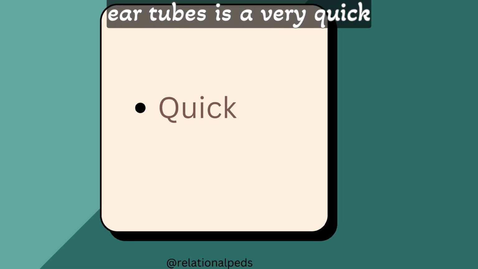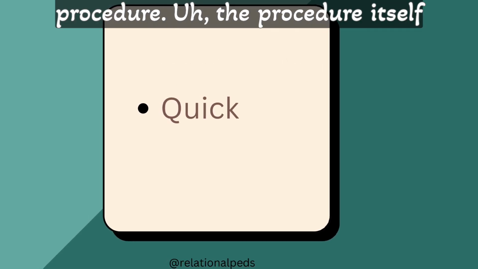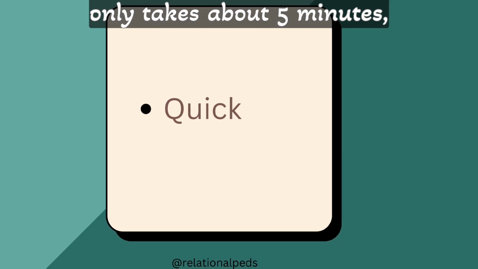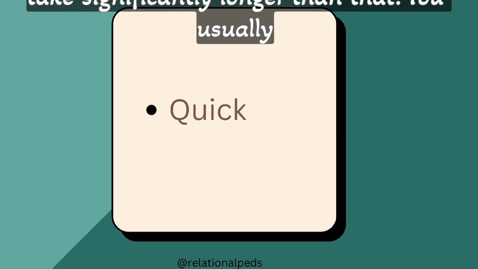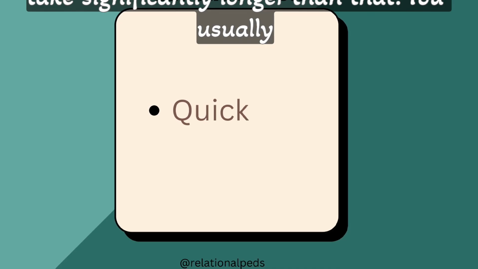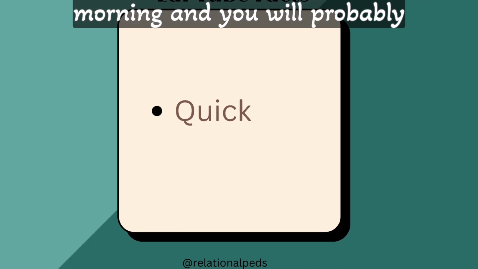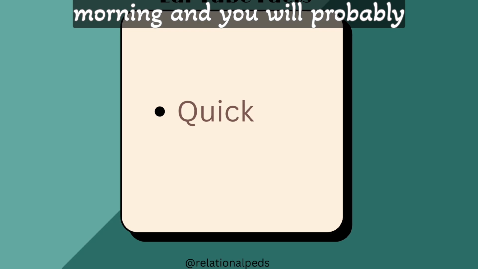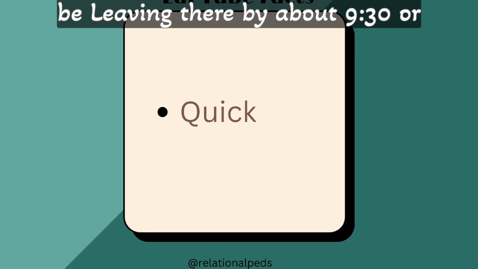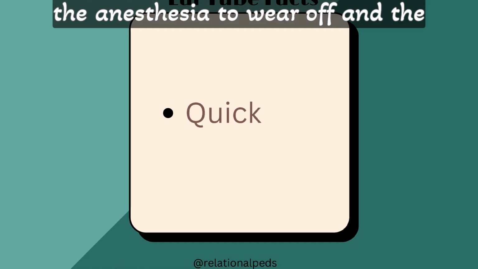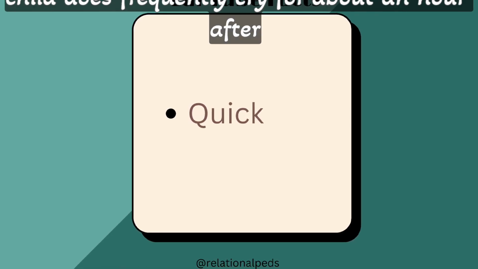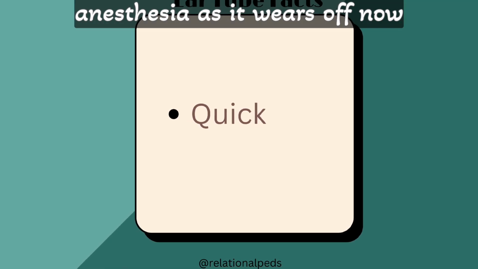Getting ear tubes is a very quick procedure. The procedure itself only takes about 5 minutes, but the pre-op and post-op time can take significantly longer than that. You usually have to be there at about 7 in the morning, and you will probably be leaving there by about 9:30 or 10. It takes about an hour for the anesthesia to wear off, and the child does frequently cry for about an hour after anesthesia as it wears off.